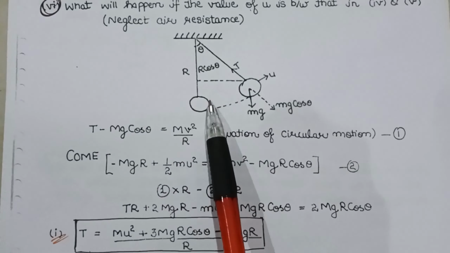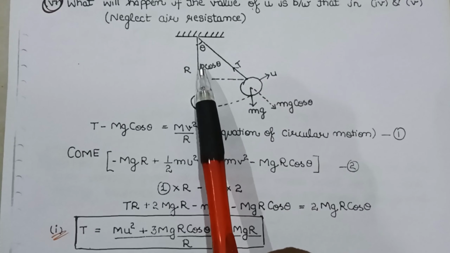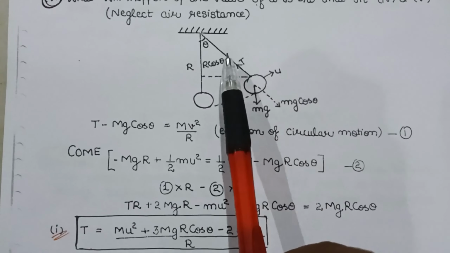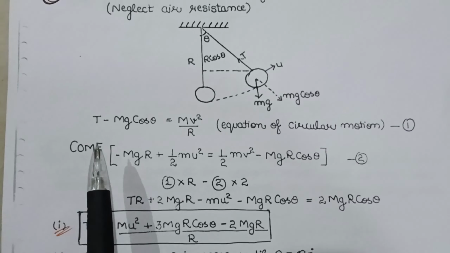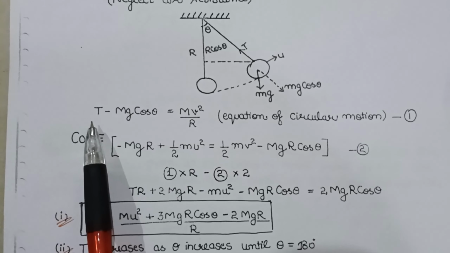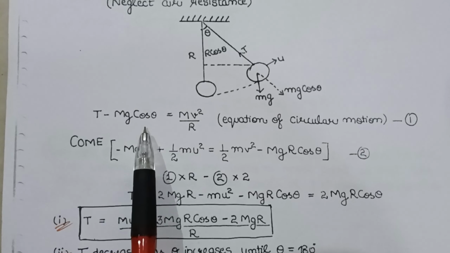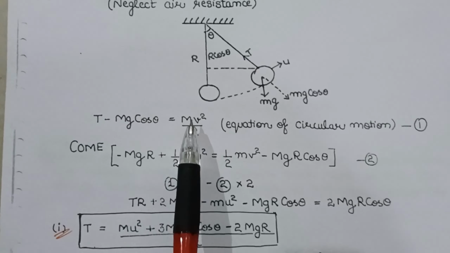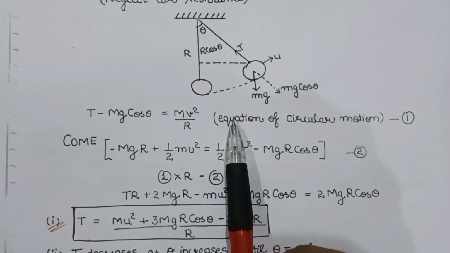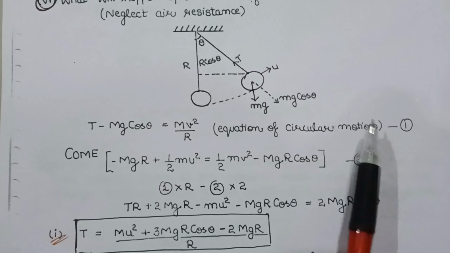This is a bob hanging. This is the radius r or the length r. This is angle theta. This is speed u. This is tension T. From this figure, we can write an equation: T minus mg cos theta is equal to mv square upon r, which is the equation of circular motion.